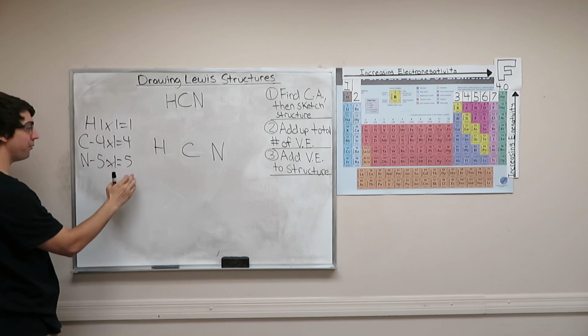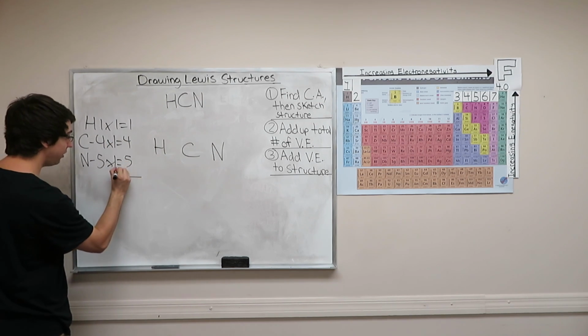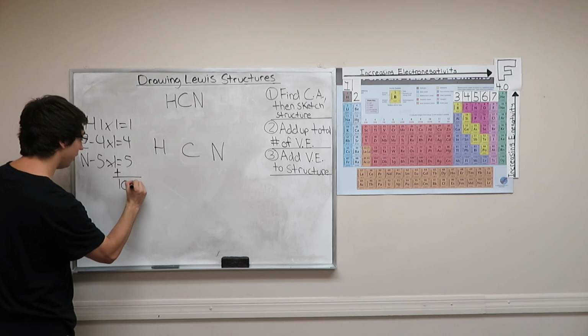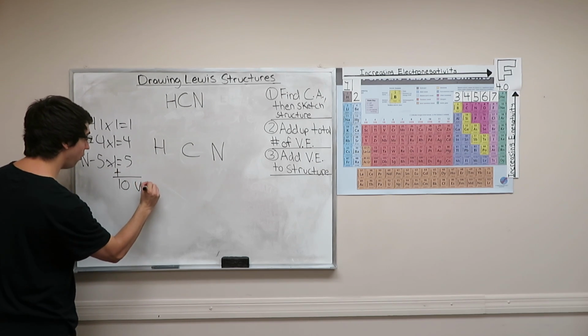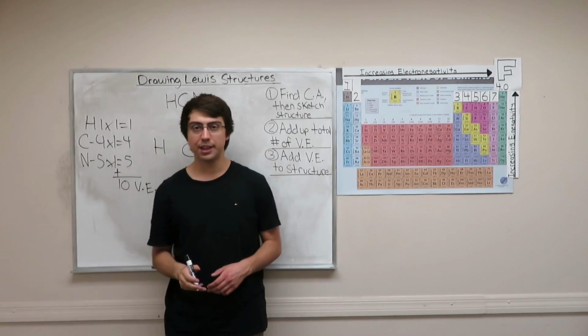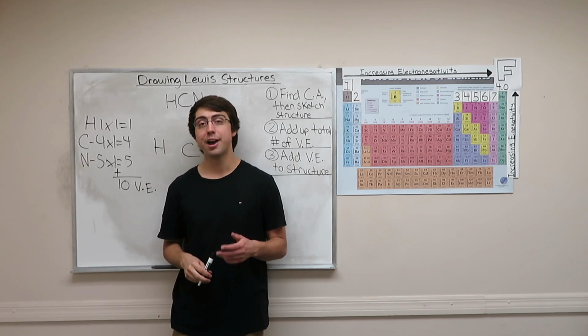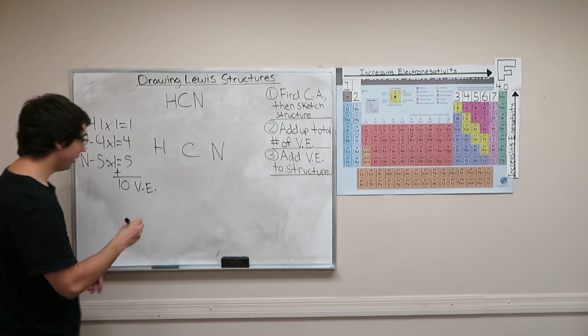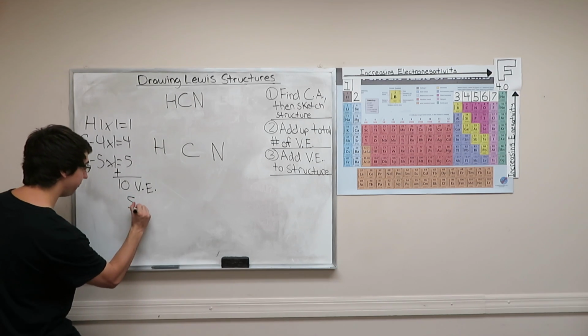Now we need to add these up. 5 plus 4 plus 1 is 10. So we have 10 total valence electrons. Or instead of saying 10 total valence electrons, we can say that we have 5 pairs of valence electrons. So I'm going to write 5 pairs right here.